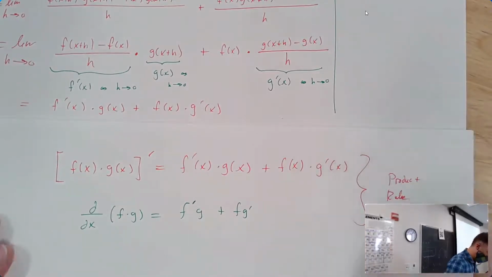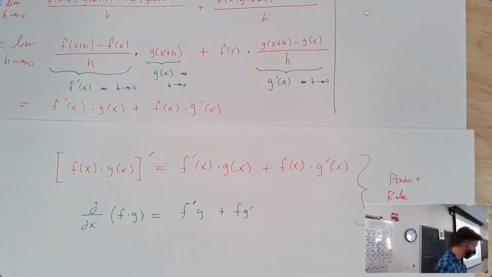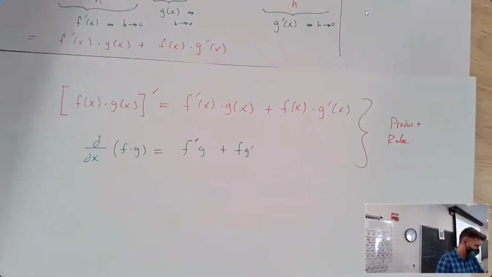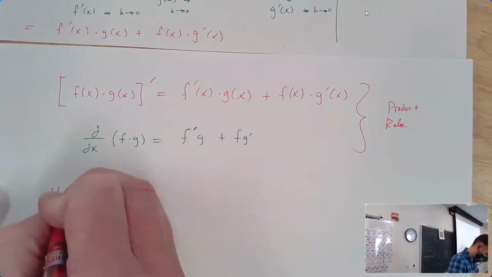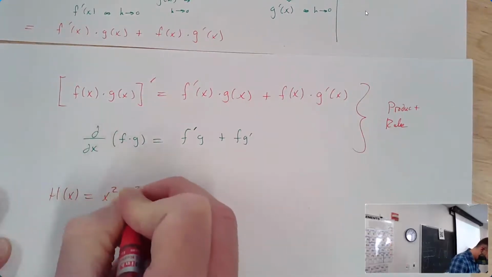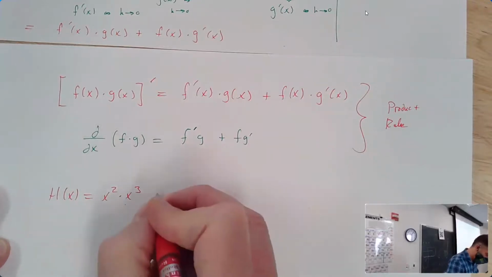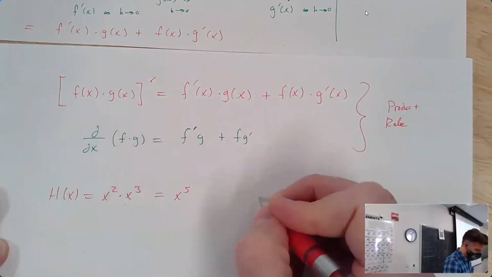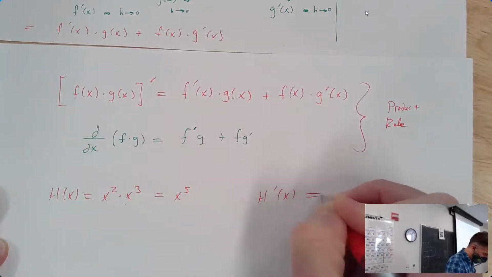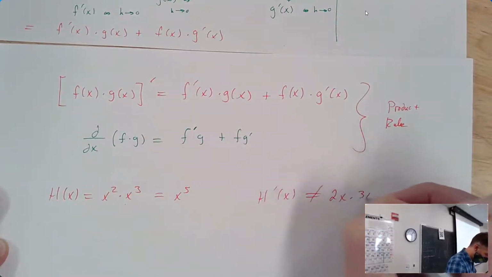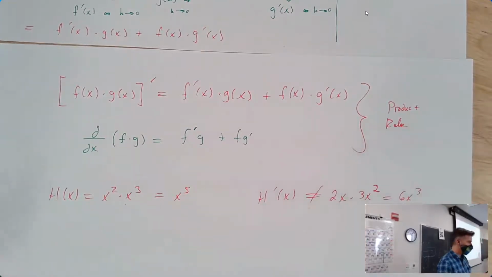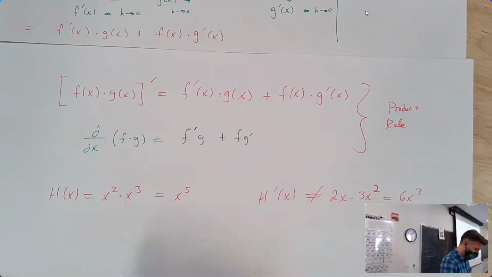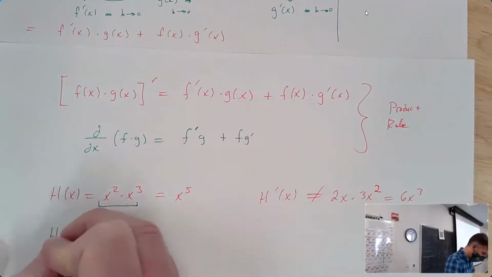And I want to show you that it works. So let's look back at the function I was talking about earlier, x squared times x cubed, which is really just x to the 5th. And before we saw, well, it's definitely not true, right? The derivative is not 2x times 3x squared, which would be 6x to the 3rd. We know that's not the derivative of x to the 5th. We know it should be 5x to the 4th. But now let's actually use the product rule on x squared times x cubed and see that the answer is correct. So we use the product rule there.